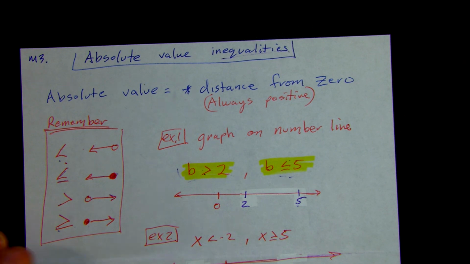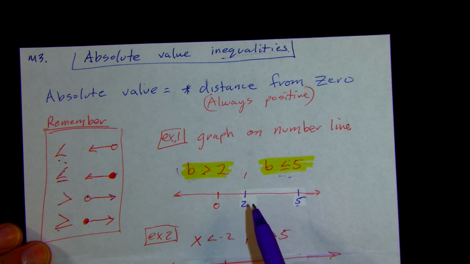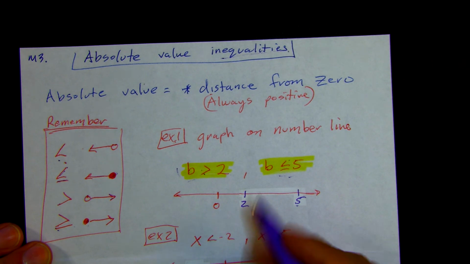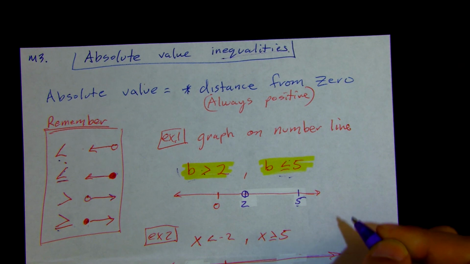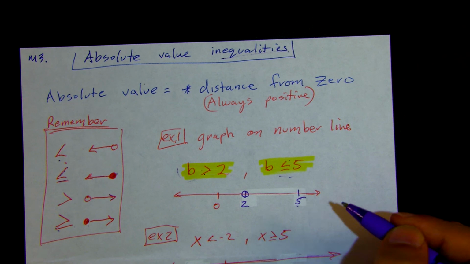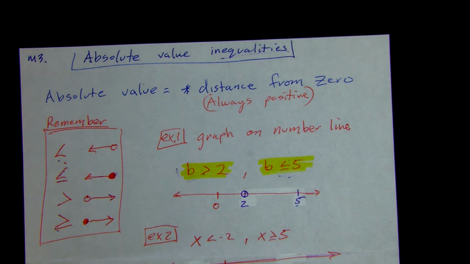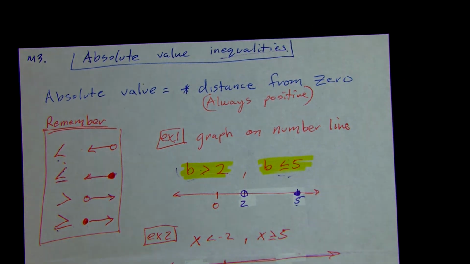So for 2, show me on your hands. Is this going to be an open dot or a closed dot for number 2? Good. Open dot. Very good. Okay. How about at 5? Open or closed dot? How do you know? Good. Closed. Very good. So that's kind of like the steps as we're getting to this.